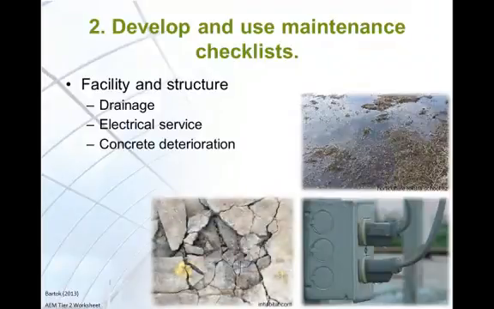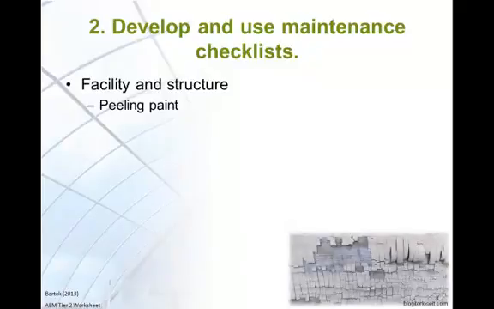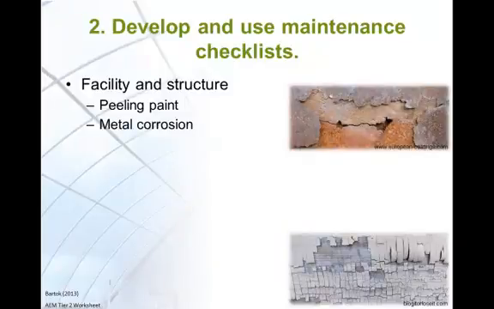Check concrete structures for deterioration. Damage should be promptly repaired and expansion joints sealed. Areas with peeling paint should be scraped and repainted. Paint can be important as a reflective surface or as a barrier against rust. Flaking paint can also be a contaminant. Check for corroding metal.